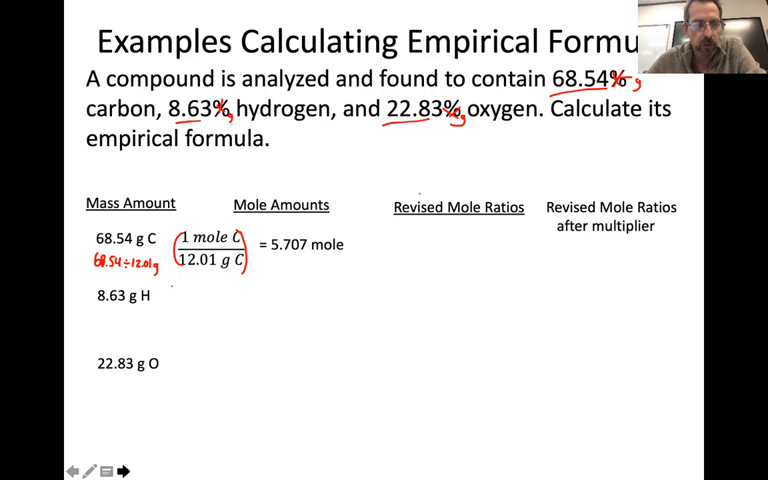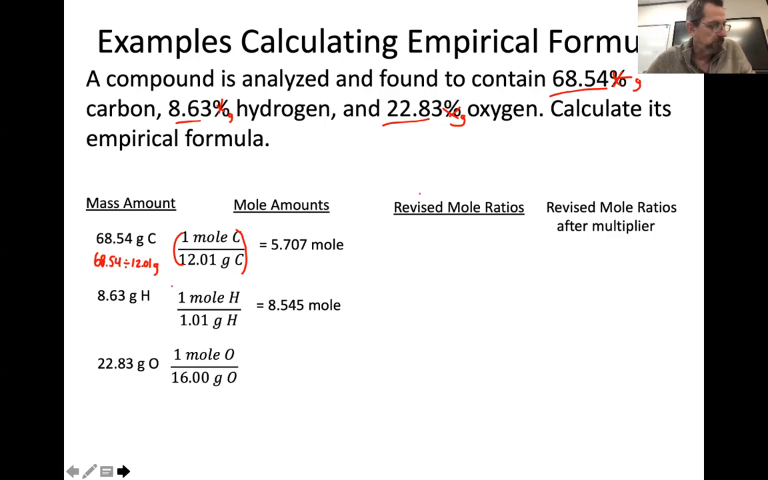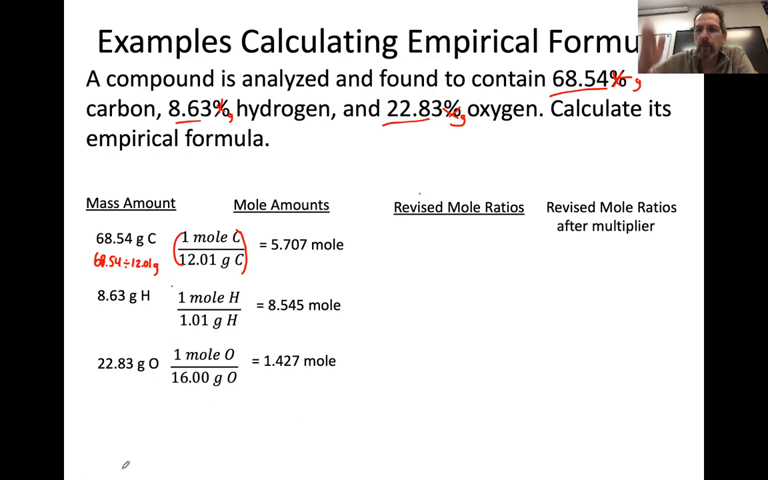Let's do the same thing for hydrogen. Molar mass for hydrogen is 1.01 grams. Divide 8.63 by 1.01, you get 8.545 mole. Do the same thing for oxygen, right? Again, they're coming off the periodic table. I'm not making them up. Oxygen is 16. So the molar mass for oxygen, divide 22.83 by 16, 1.427. Percent to mass, mass to mole.